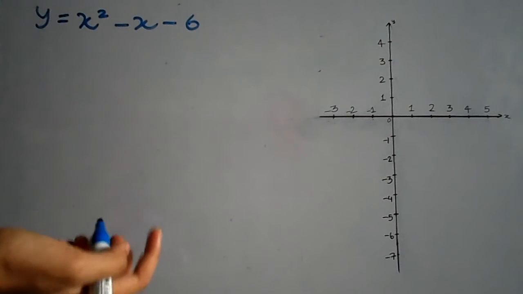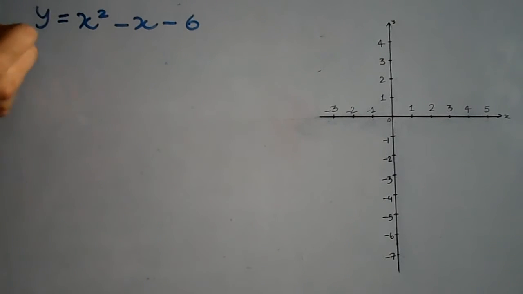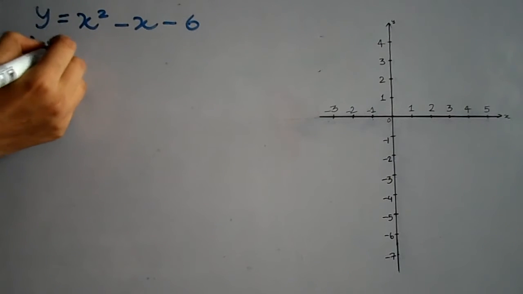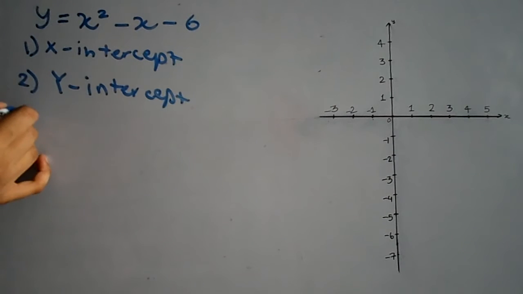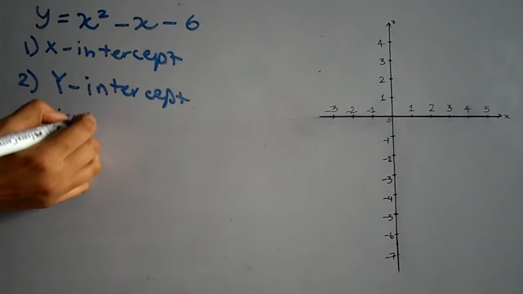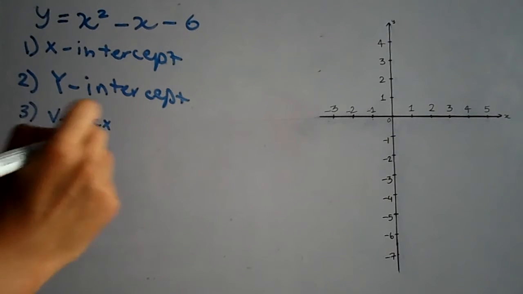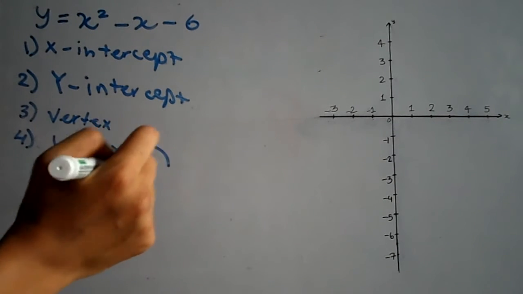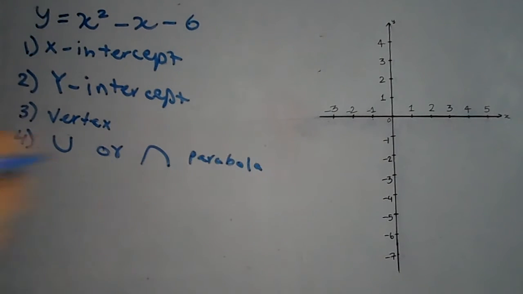To plot a quadratic equation, we need to know three important things. The first is the x-intercept, the second is the y-intercept, and the third is the vertex. The fourth is whether it is an upward facing or downward facing parabola. There's a very quick way of finding all of these, and today we'll be learning how to find each of these. So let's first start with the x-intercept.